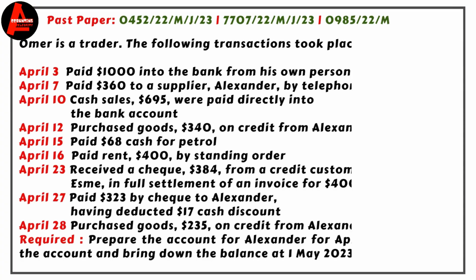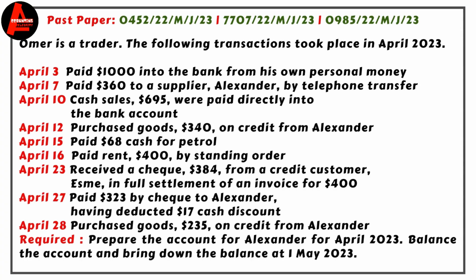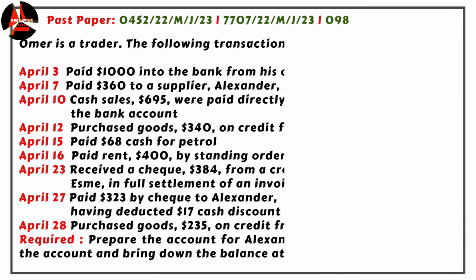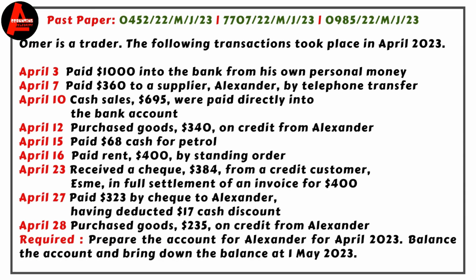Okay, so let us have a look at the question. What is written: Omar is a trader. The following transactions took place in April 2023. Here we see many transactions, and some transactions are not related to the cash book but related to the supplier. Then our requirement is: prepare the account for Alexander for April 2023, balance the account and bring down the balance at 1st May 2023.